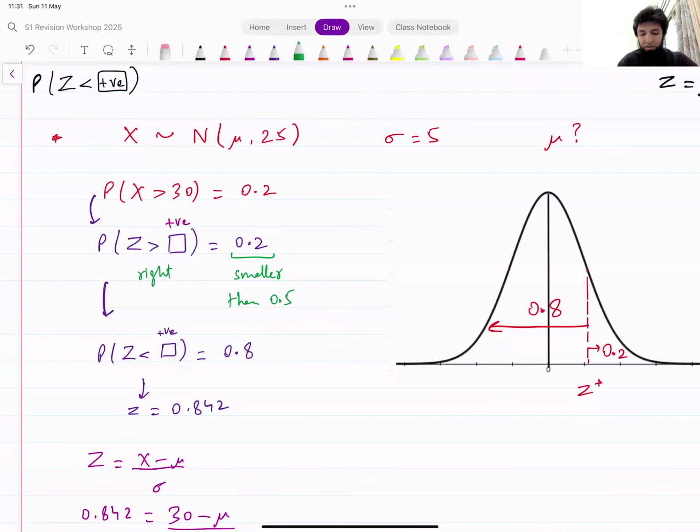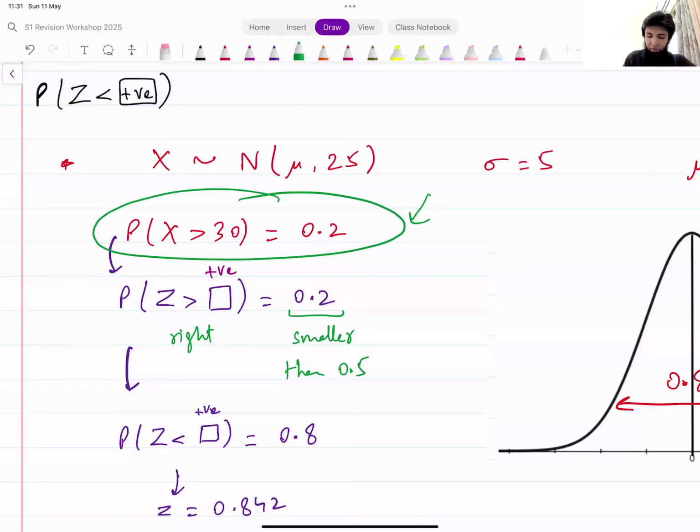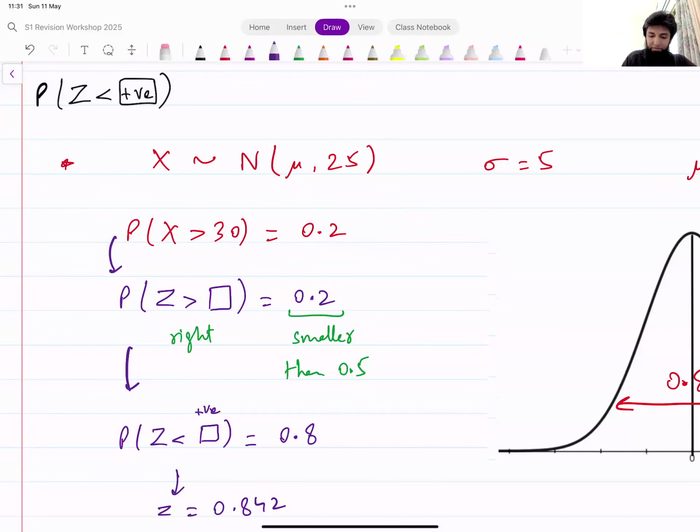The idea is going to be the same. It's the same process that we follow. If it says probability of x greater than 30 is 0.2, how do we go about doing this? We say that means z greater than some value, this probability is going to be 0.2. And now the first thing we have to do is figure out whether this number here is positive or negative. So again, how do we think about this? We say area towards the right of this value is 0.2. Is that a small area or a bigger area?